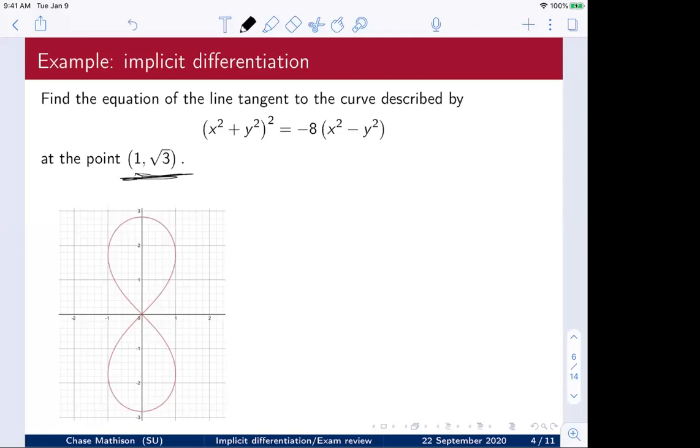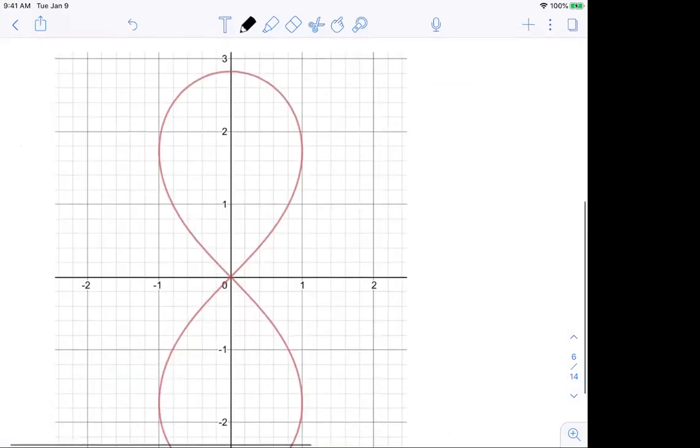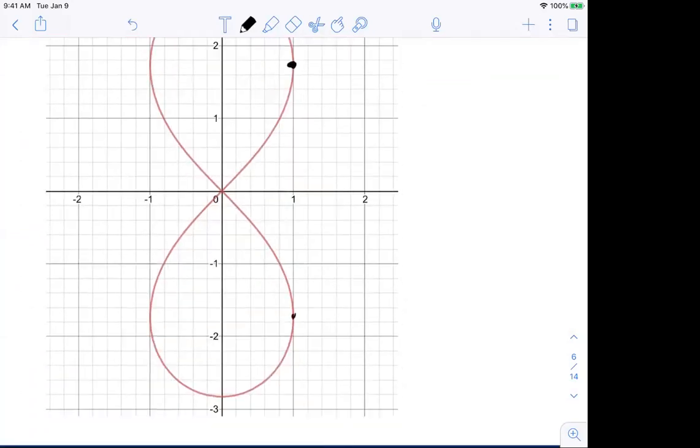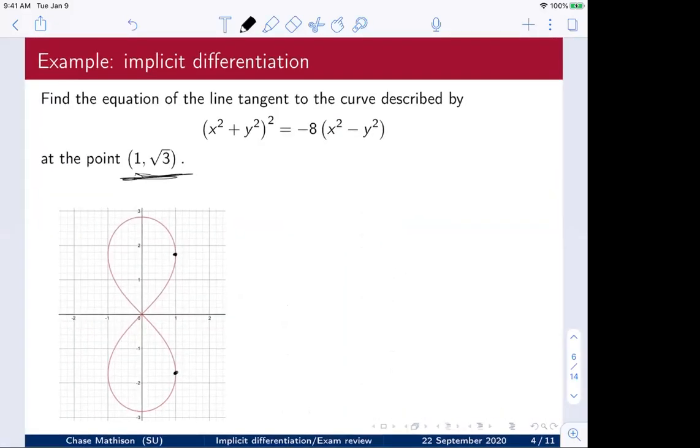Remember, I have to give you the full point in these types of problems, because it's no longer enough to give you just the x value. Looking at this graph, if I just gave you the x value 1, you wouldn't know if I'm talking about that point there or that point there. So for implicit differentiation problems, especially when finding tangent lines, I have to give you a point to plug in.